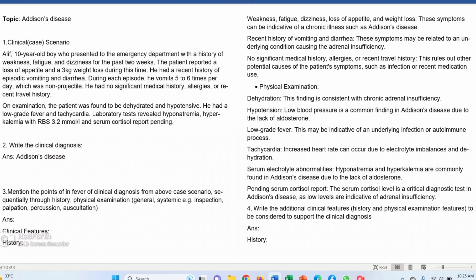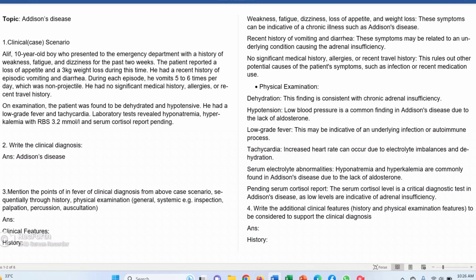Case scenario. Alif, a 10-year-old boy, presented to the emergency department with a history of weakness, fatigue and dizziness for the past 2 weeks. The patient reported a loss of appetite and a 3 kg weight loss during this time. He had a recent history of episodic vomiting and diarrhea. During each episode, he vomits 5 to 6 times per day, which was non-projectile. He had no significant medical history, allergies, or recent travel history.